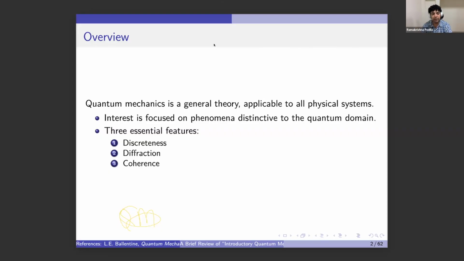So I'd like to begin with what quantum mechanics is. It's a general theory that is applicable to all physical systems. Everything is ultimately quantum mechanical. But there are three essential features of quantum mechanics. When people were doing experiments in the early 1900s, these three essential features were observed, which could not be explained using the models of physics that existed then. And these three essential features are: one is discreteness, the second one is diffraction, and the third one is coherence. We will see what those are.